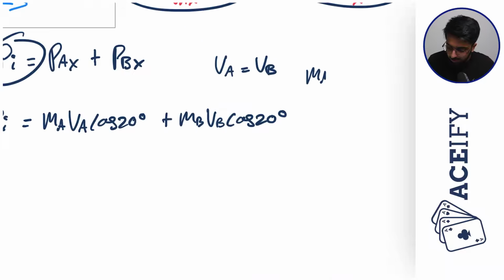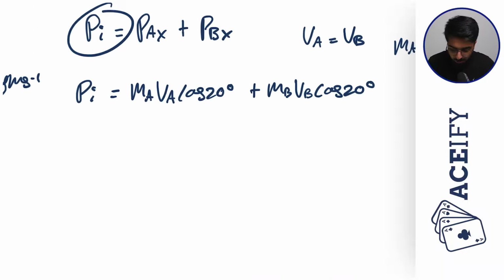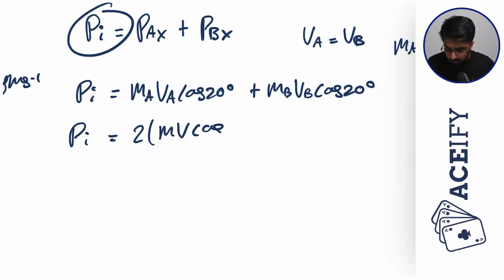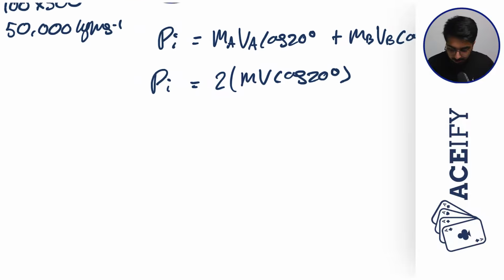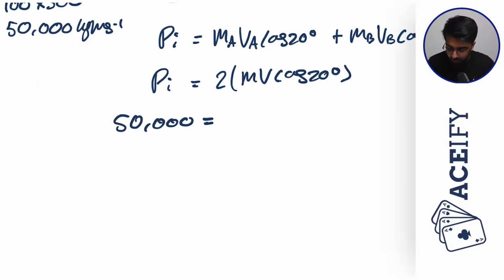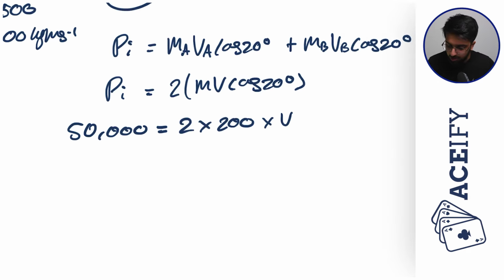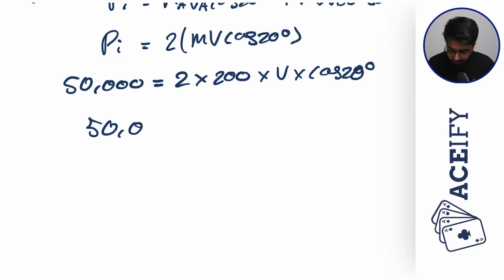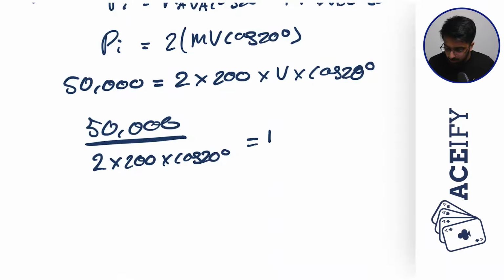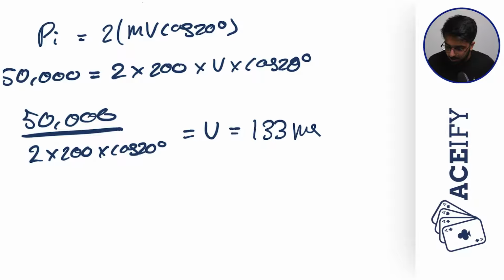And we also know that the mass of A is equal to the mass of B. And so our momentum initially is equal to 2 times mv cos 20 degrees, okay? And so therefore, 50,000 is equal to 2 times 200, because that's the mass, times our velocity, which is what we're trying to find, times cos 20 degrees. And so therefore, 50,000 all over 2 times 200 times cos 20 degrees is equal to our velocity, and this gives us a velocity of 133 meters per second.